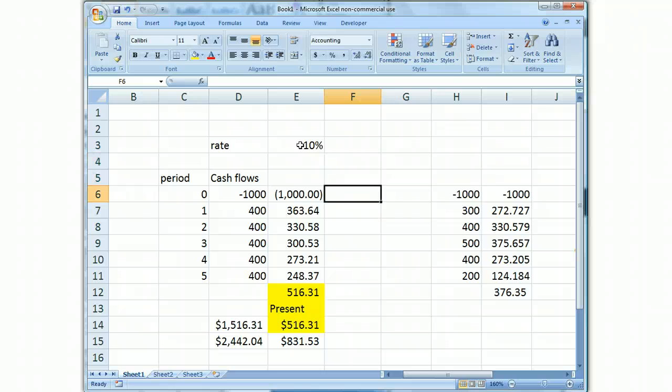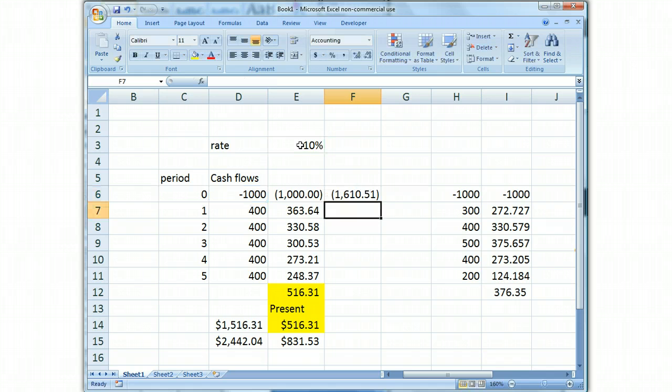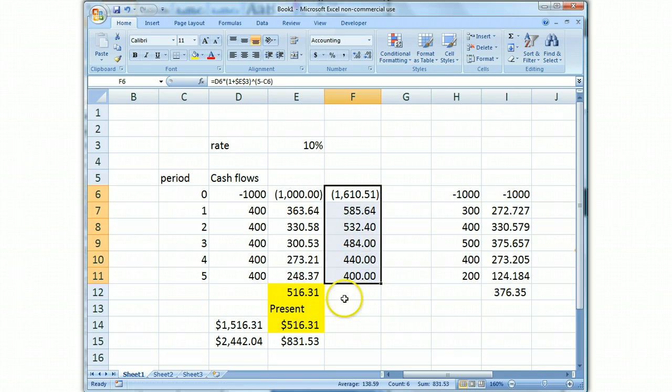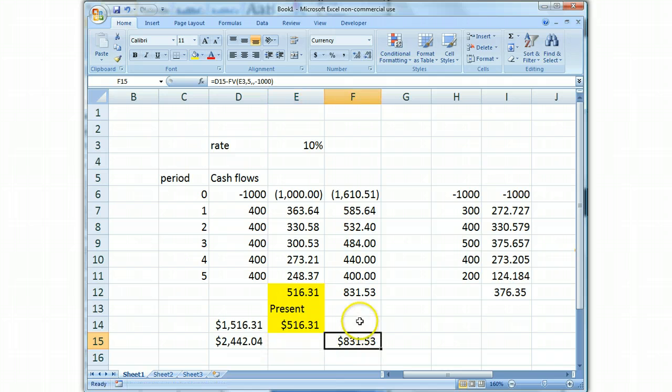Compare that to, if we compute the future value of all of these, it would be this cash flow times 1 plus the interest rate raised to the, now I have to count how many periods I have until I get to 5, so it's 5 minus 0, and I copy that for the next few rows, and now I can compute the sum, and sure enough, these two quantities, the future values, are now the same.